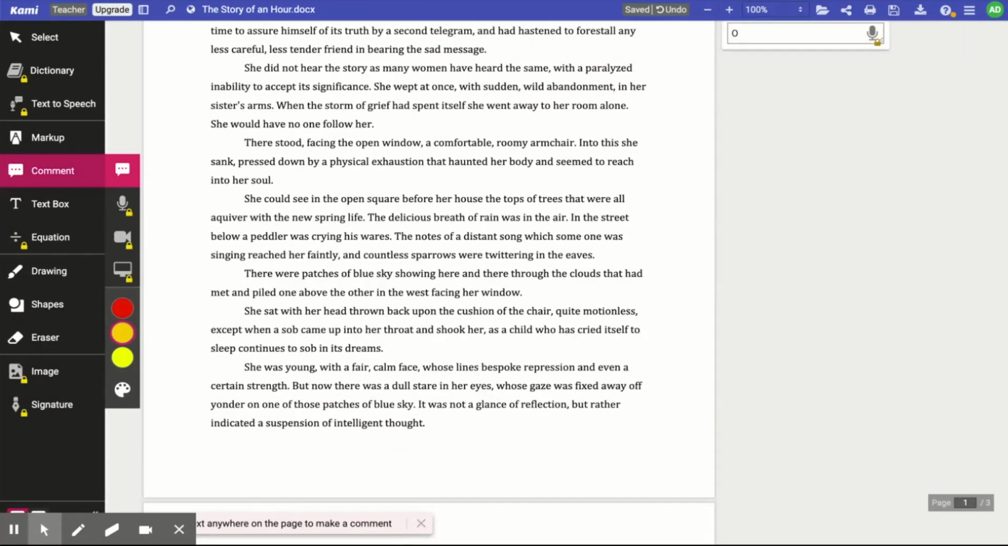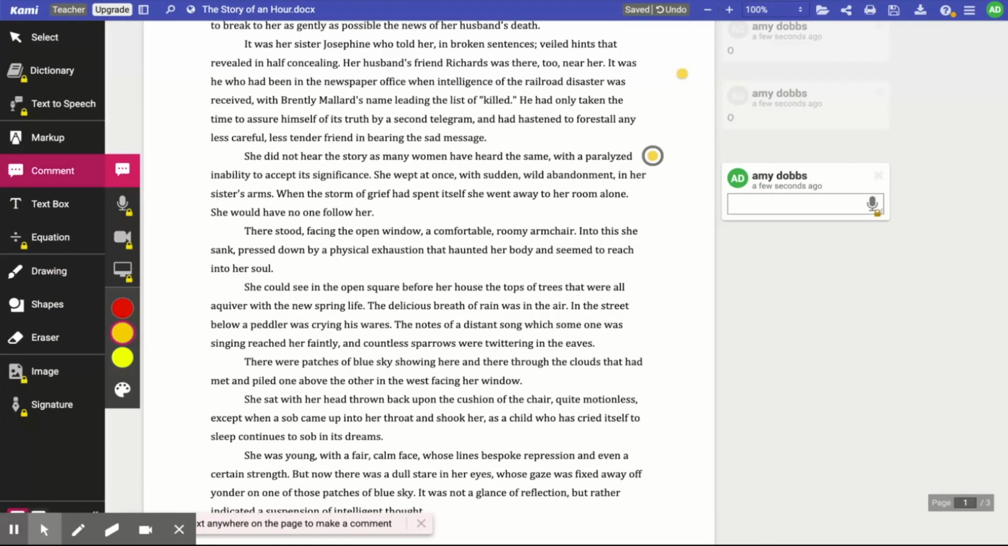She did not hear the story, as many women have heard the same, with a paralyzed inability to accept its significance. What's interesting here is that the narrator inserts a little thought here. The narrator is saying that Miss Mallard isn't like traditional women. She's different. How does she act?